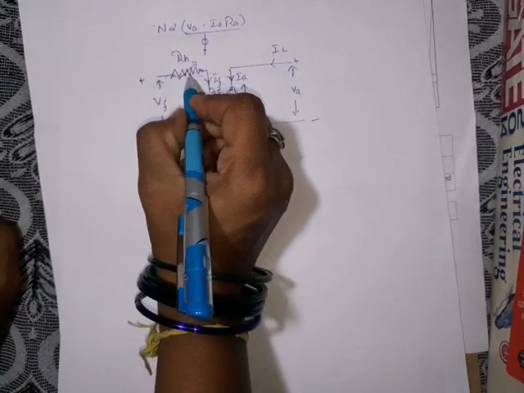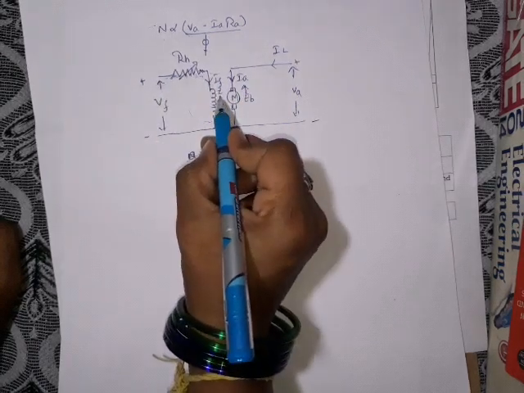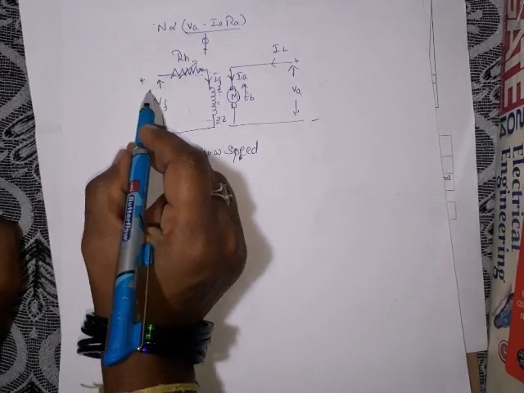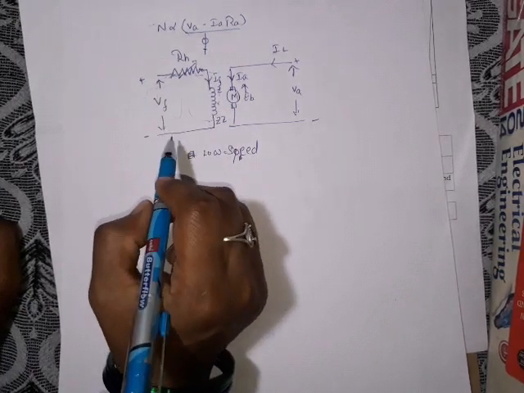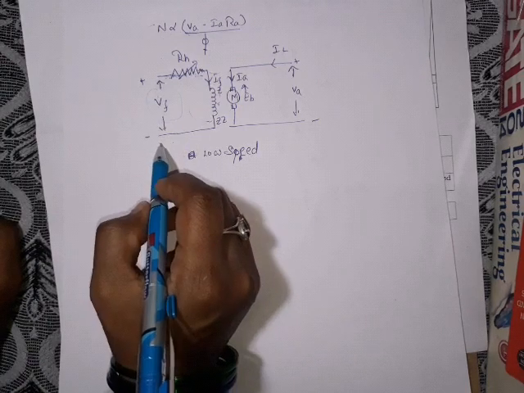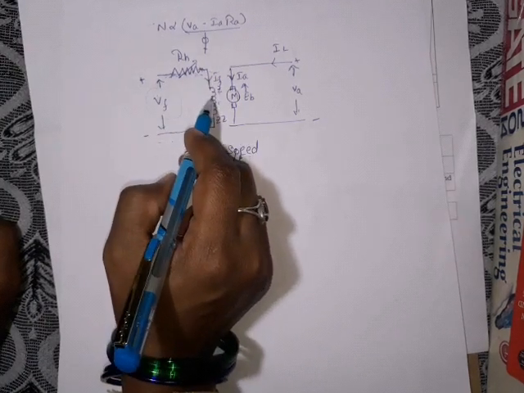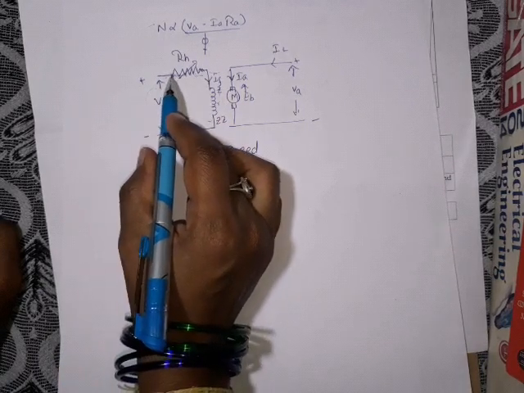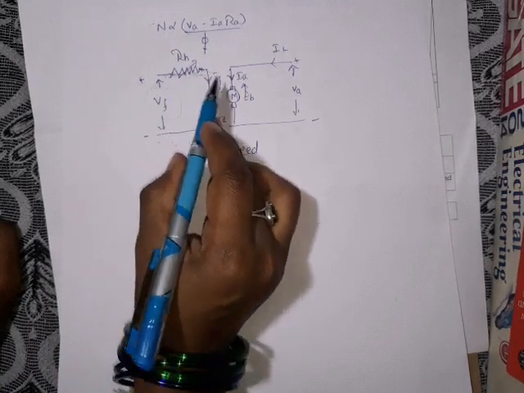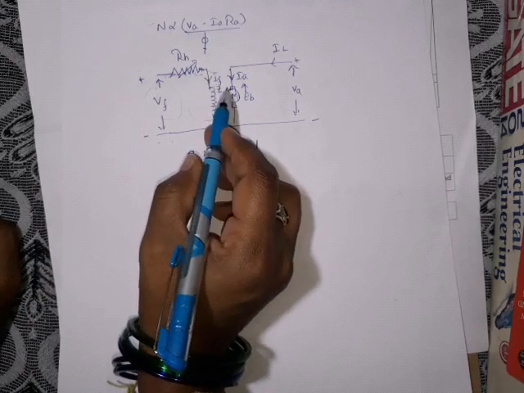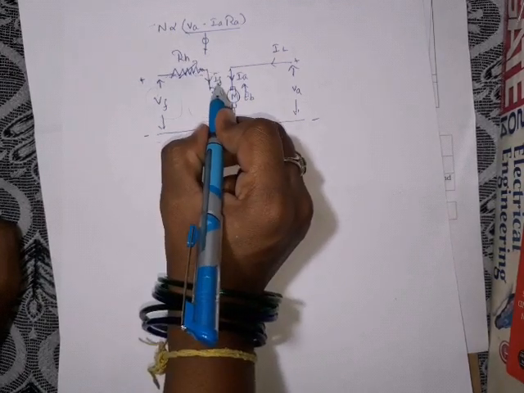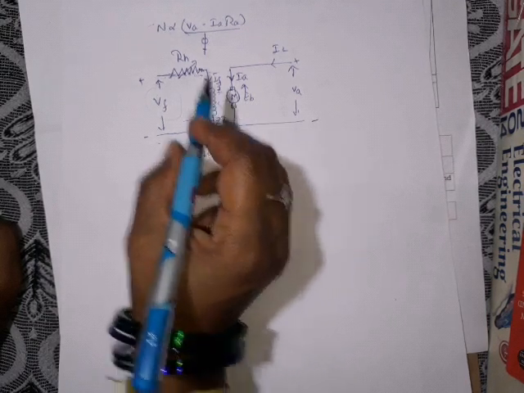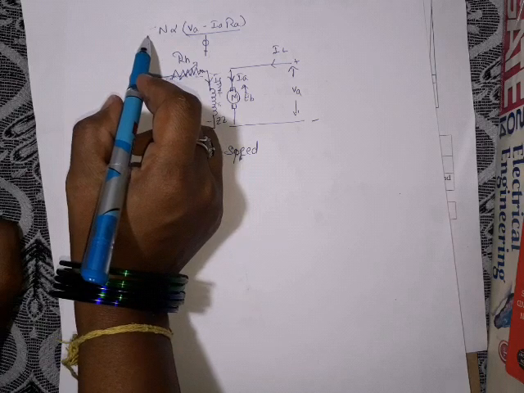When this resistance increases, what happens to the current? Current decreases. Remember, here we are not changing the voltage. We are keeping voltage constant. By keeping the voltage constant, we have to vary the current. How to vary the current? This is what the method is. So we are going to increase the resistance. When we increase the resistance, current decreases. When this current IF decreases, what happens to the flux? Flux also decreases. When the flux decreases, automatically speed will increase.